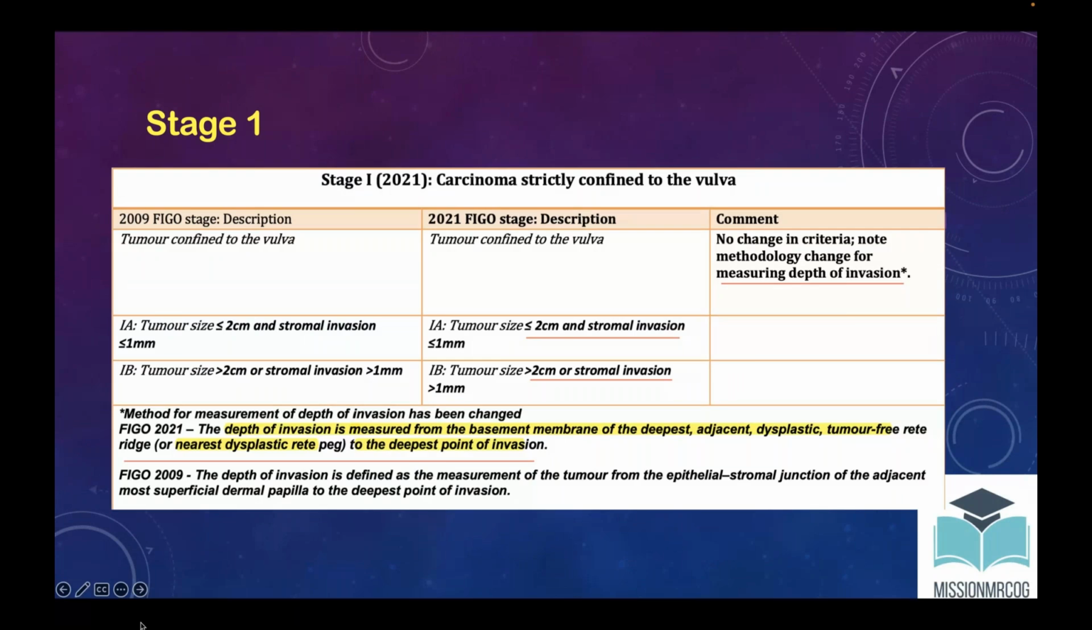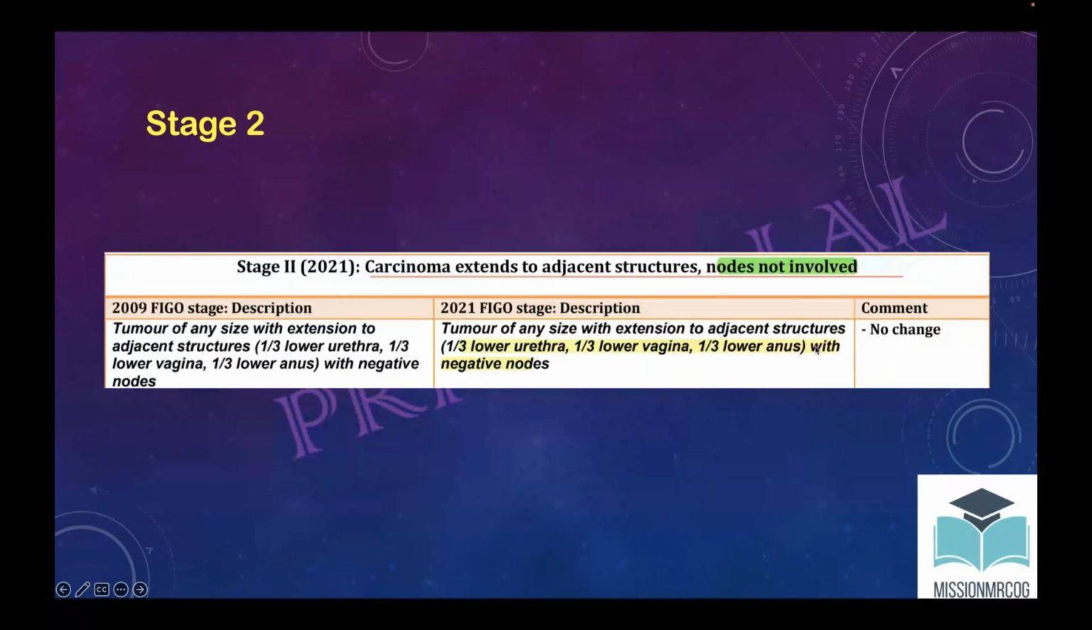Stage 2 also there is no change. It is a tumor, like carcinoma, that extends from the vulva to the adjacent structures. So adjacent structures are involved, but no nodes are involved. It is a tumor of any size, but involving the lower part of urethra, vagina, anus, UVA. Lower one third of UVA is involved, but nodes are negative. So again, stage 2, previous and current, there is no change.